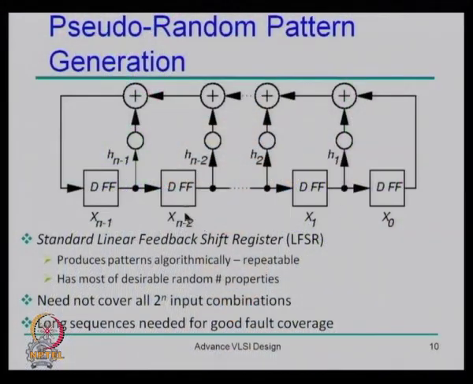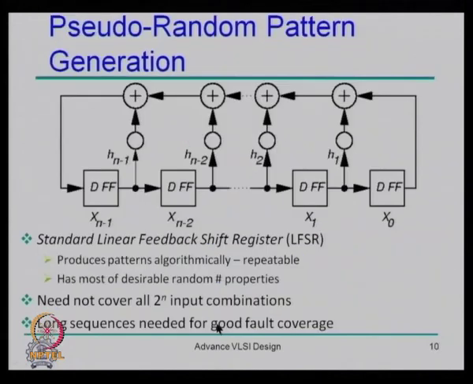So now a linear feedback shift register can be one of the pseudo random pattern generators. It generates the patterns algorithmically, that means these are repeatable, that's very important because we can simulate that, and it has the most desirable random number generation properties. Though here we want to generate as long a sequence as possible, because that is good for the fault coverage. Long sequence means it should repeat after a large number of test sequences. But really we do not need the exhaustive 2^n sequence, though we want a long sequence.